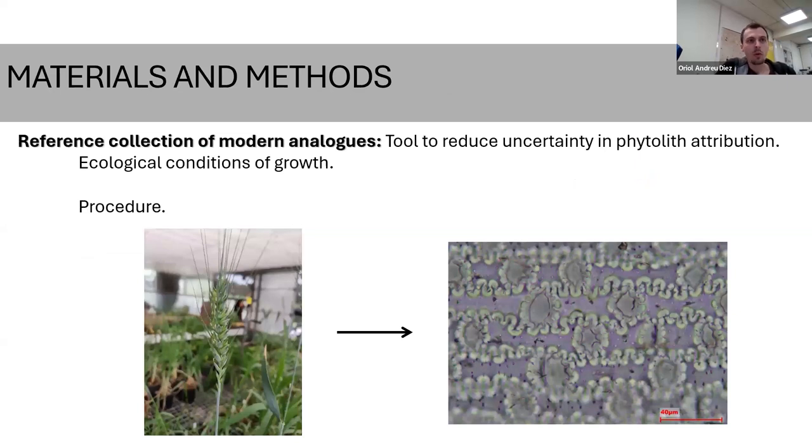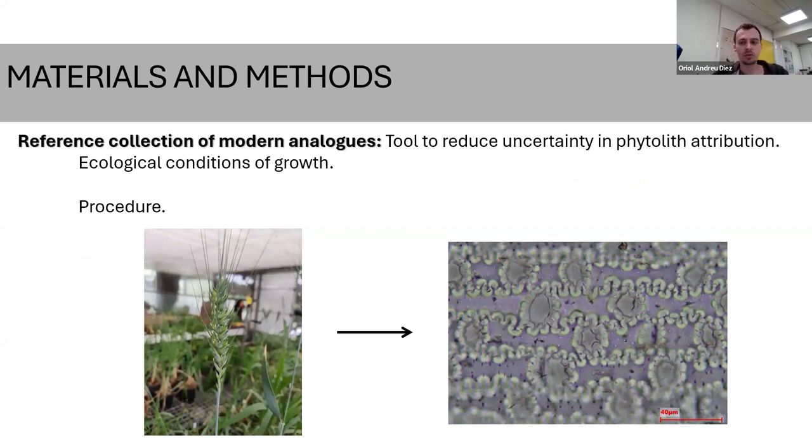Then how we want to see the differences. In our experimental design, we try to limit it so that all the potential differences come from this ploidy level. So we try to control the conditions of growing, these ecological variables that we know, and it has been demonstrated, affect this phytolith production.